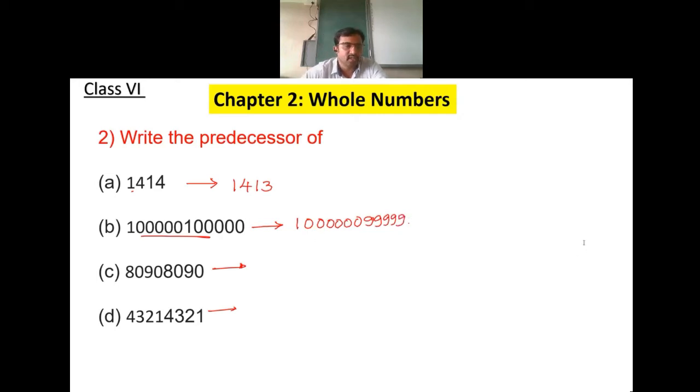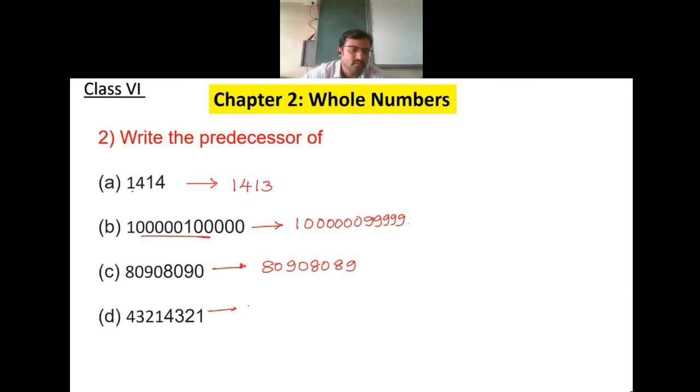Correct. Mini, right. Parth, right. This particular number C, 80908090, this becomes 80908089. Good. Tanmay, Ishan, Gururaj, your answers are correct.